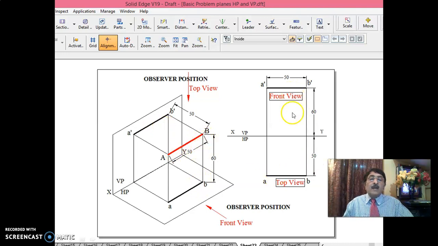In that way, I have drawn the front view and top view for this basic problem and I have taken care of these dimensions also. 60 mm above HP, parallel to VP, that's why it is seen on VP. 50 mm is parallel to HP and is seen on HP. In that way, the basic problem 1 is covered.